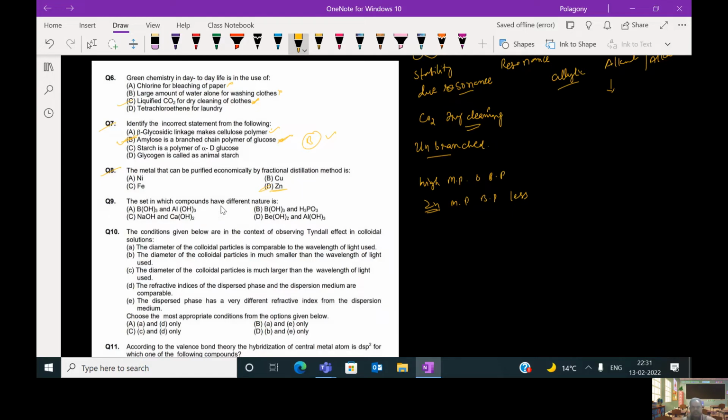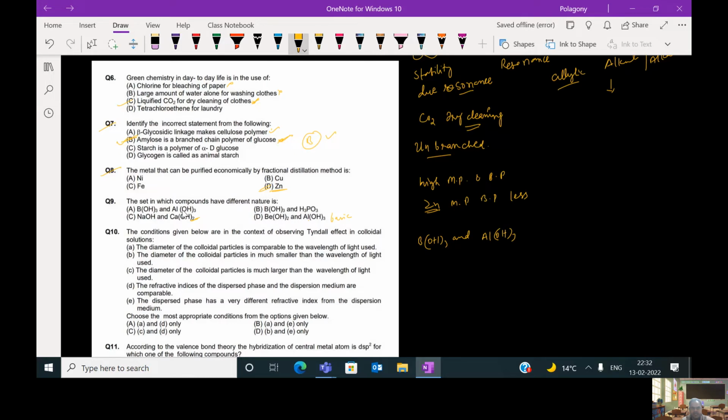The set in which compounds have different natures. So A, B(OH)3 and Al(OH)3, aluminum hydroxide and boric hydroxide, or boric acid we can use. Boric acid we say as H3BO3. So they have different nature. Then calcium hydroxide and barium hydroxide, both are bases. And beryllium hydroxide and aluminum hydroxide, both having amphoteric property, with similarities there.